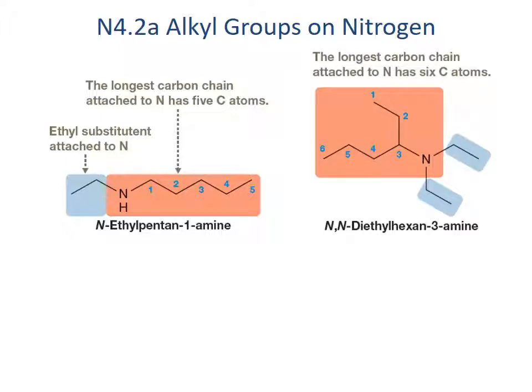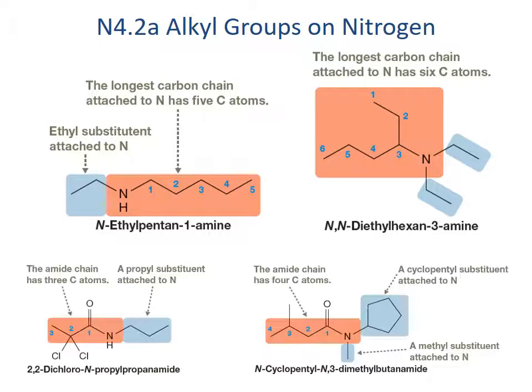diethyl locating 2 ethyls on that nitrogen, or in amides, we can have a similar type of locator, N-propyl propanamide, indicating a propyl group coming off of the nitrogen, or an N-cyclopentyl, indicating a cyclopentyl coming off of N, followed by an N3-dimethyl, indicating methyls at the nitrogen and at the 3 position.